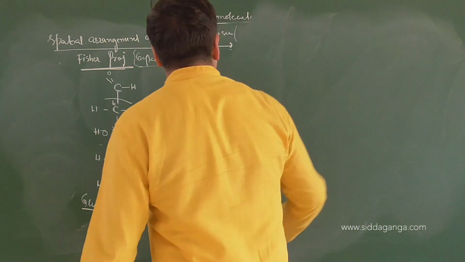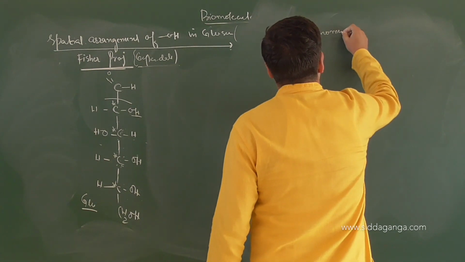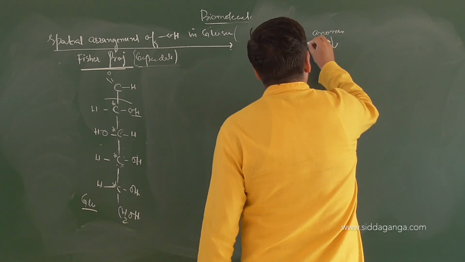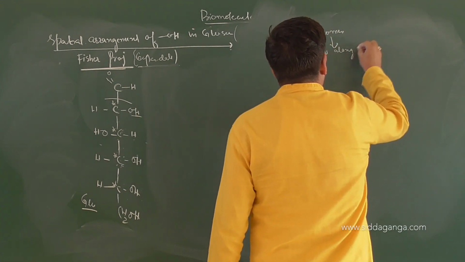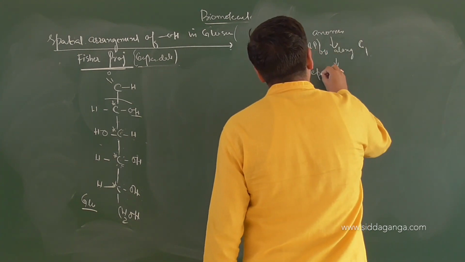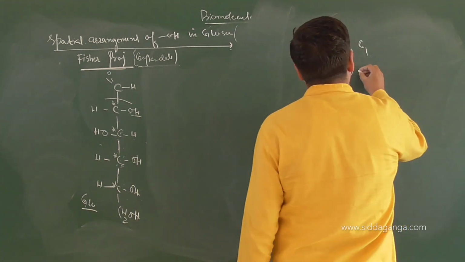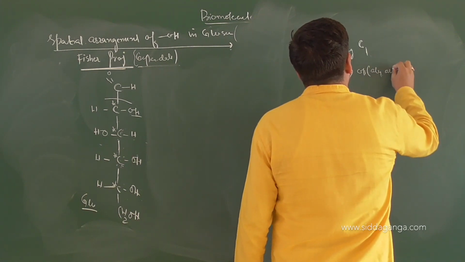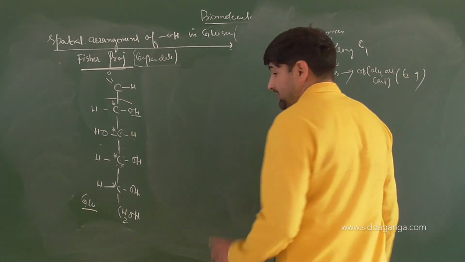Look here, I'll define anomers. They differ in the relative position of OH along only carbon number 1. Epimers differ in the relative position of OH along all carbons except carbon number 1.